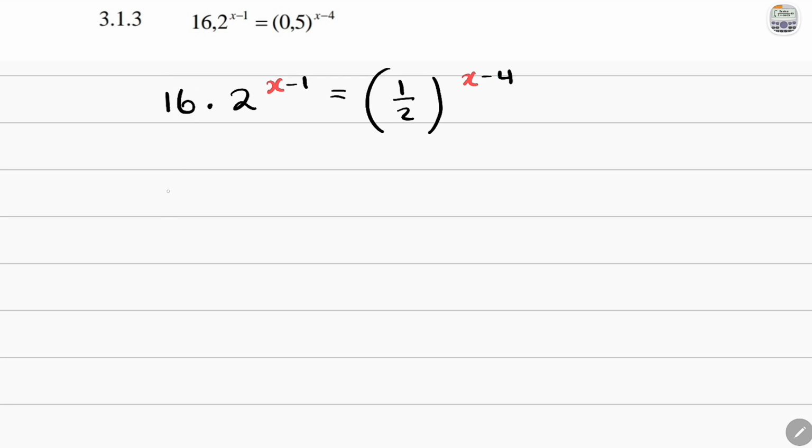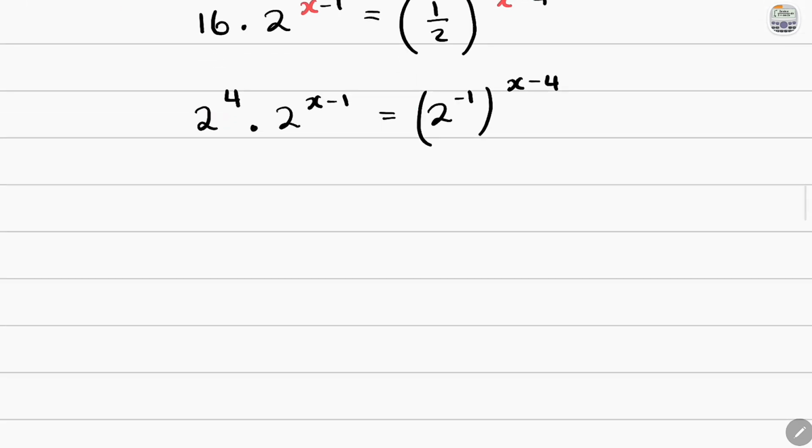So 16 can be written as 2 to the power of 4. And this multiplies to 2 to the power of x minus 1. And then a half. A half is a fraction, and we want this to be written as 2. So we want that 2 to go to the numerator. So it can move from the denominator to the numerator, but what will happen is its exponent, which was a 1, will now become a negative 1. So we will have 2 to the power of negative 1, all raised to the power of x minus 4.